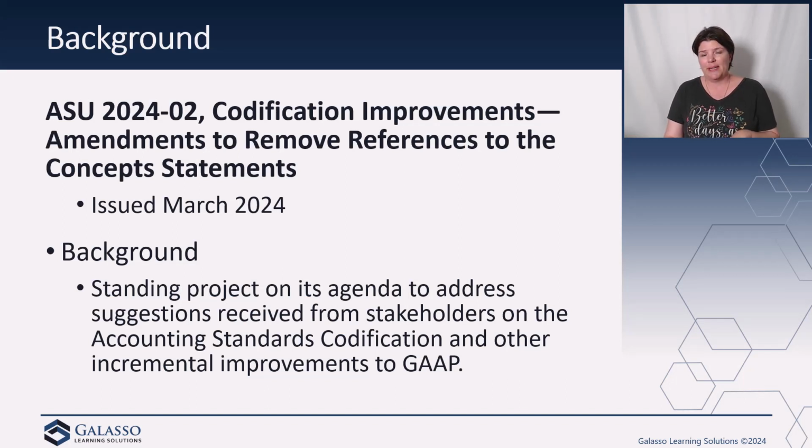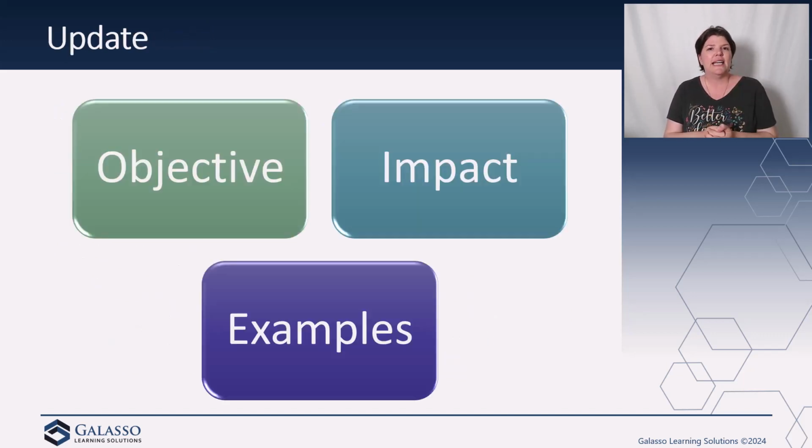This codification improvement is a very specific type of codification improvement. So ASU 2024-02, which is codification improvements, amendments to remove reference to the concept statements. As they go through this, the board gets to decide which types of projects they want to include in the codification improvement. And they decided to have one specifically focused on the concept statements themselves. And so this is just part of incremental updates as you go through this. So we're going to look today at what is the reason for this. As we think about this, what's the objective? And the goal of this is to remove references, as it says in the title, to the concept statements.